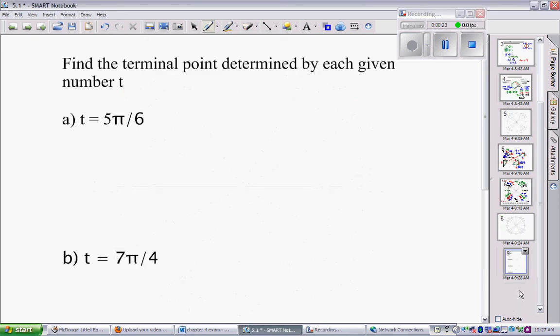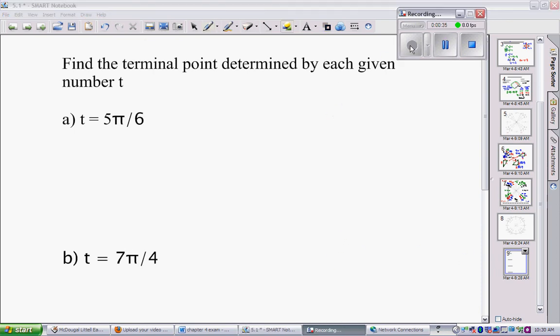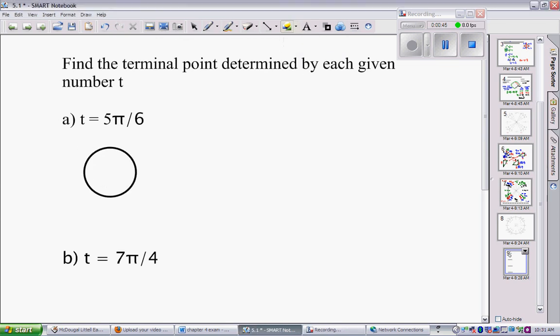So now we're going to find the terminal point determined by each given number t. When we're looking to find terminal points, we have to think about where on the unit circle they would be. So here's our unit circle.